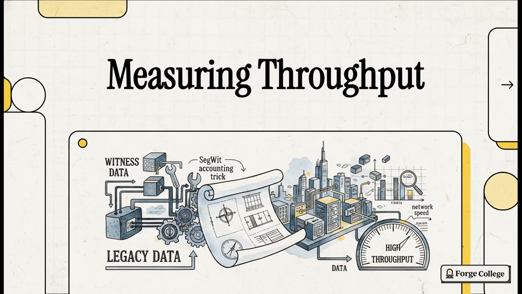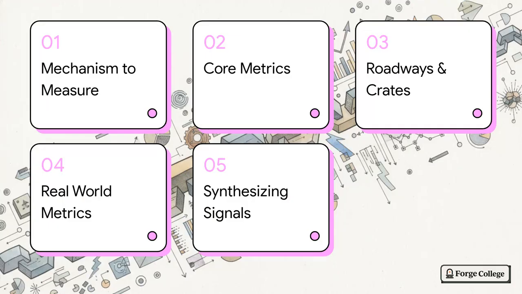We're going to learn how to actually measure network speed and throughput improvements on the Bitcoin network, and more importantly, how to do it without getting completely fooled by all the noise. Here's our schematic for today. First, from mechanism to measurement. Second, core throughput metrics. Third, roadways and packing crates. Fourth, real-world metric application. And finally, synthesizing throughput signals.